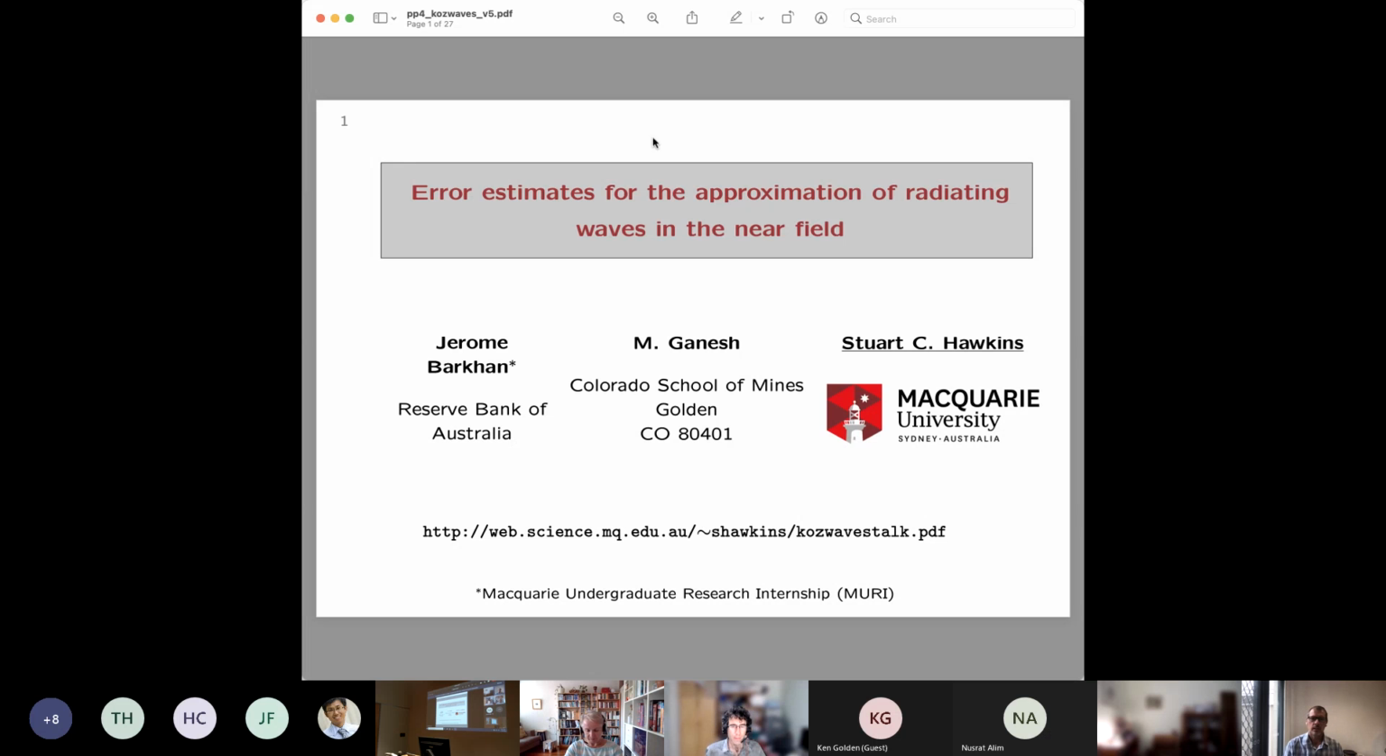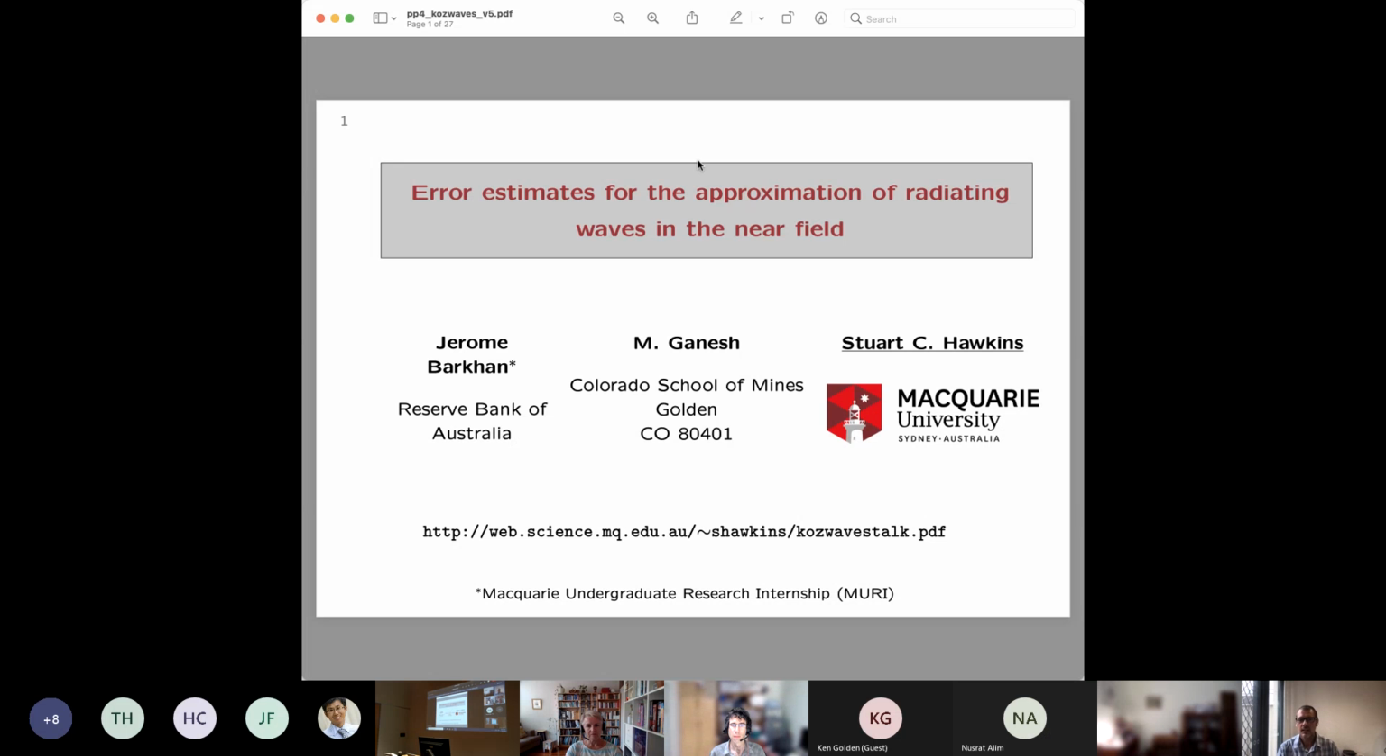This is joint work with Jerome Barkin and Ganesh. Jerome's work on this project was supported by a Macquarie undergraduate research internship. He worked on this project a couple of years back. He's at the Reserve Bank of Australia now.